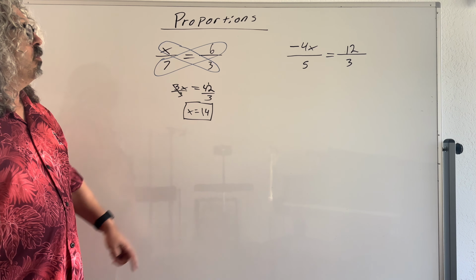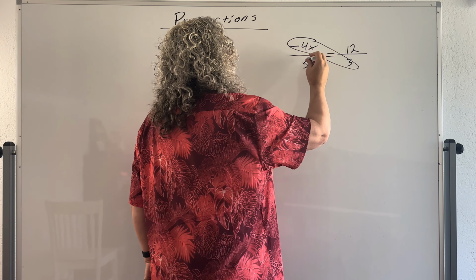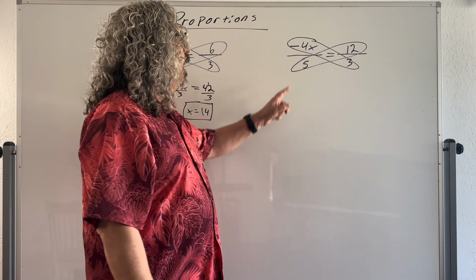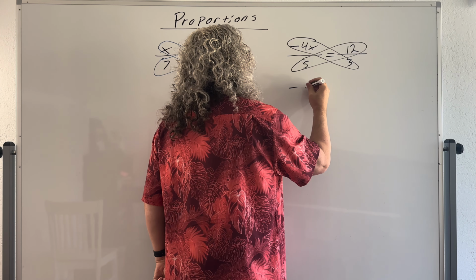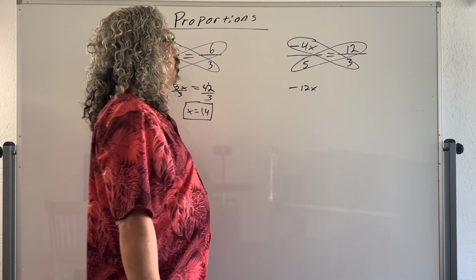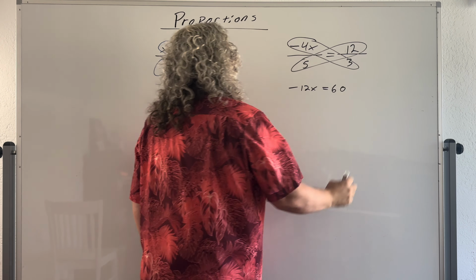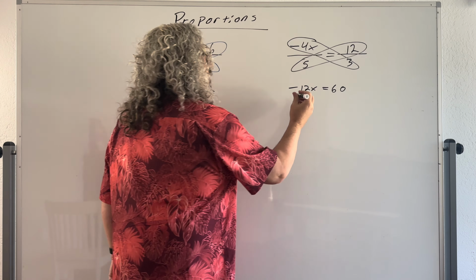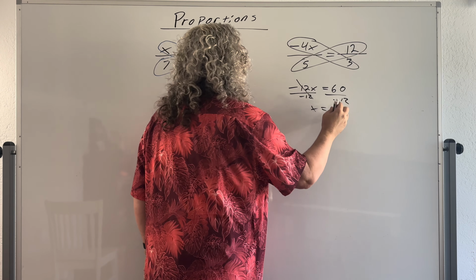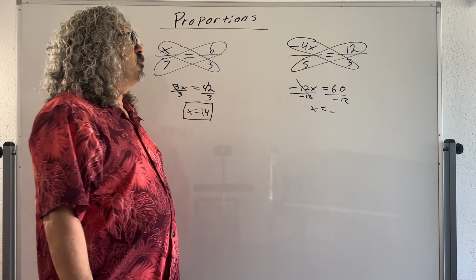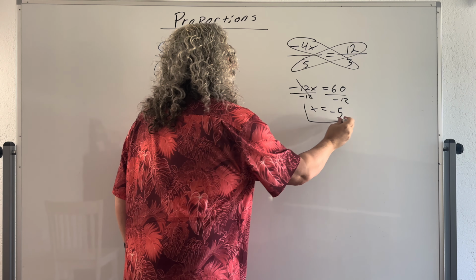Okay? Now let's go over to this one right over here. All I'm going to do is my cross multiplying to solve for x. Now, I have a negative 4x times 3. Remember, keep the sign going, and that's going to be a negative 12x. Okay, equals 5 times 12 would be 60. And so I have negative 12x equals 60. I divide each side by negative 12. There you go. x equals, don't forget the negative sign. Negative, how many times will 12 go into 60? It'll go 5 times. My answer is going to be negative 5.